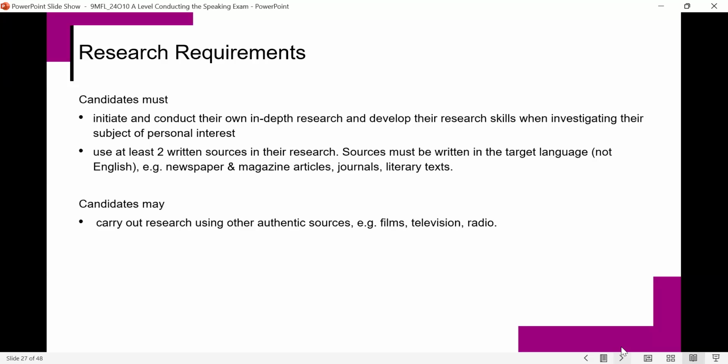Now, that's a minimum for the reading element, but they can carry out research using other authentic sources like films, television, and radio to support the discussion part of the topic, to know more about the topic. But when they do their presentation, and we'll talk to you about it in a moment, they need to reference very clearly 2 written sources of research.